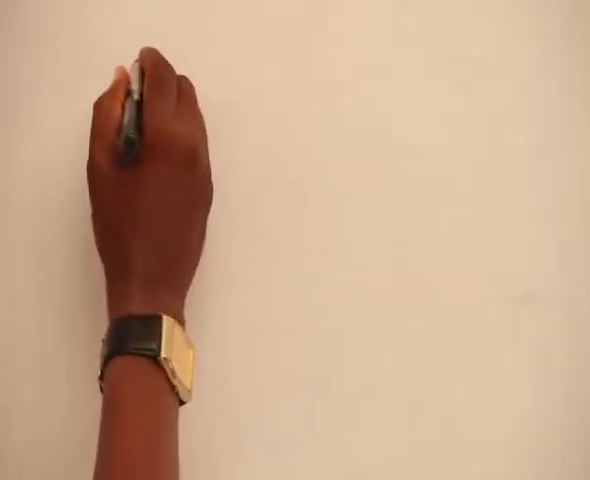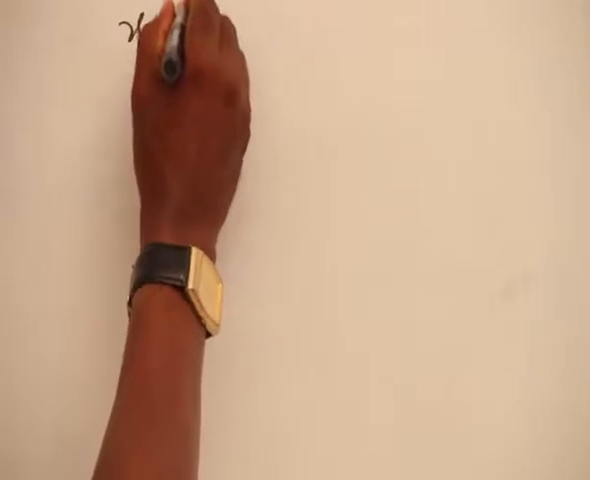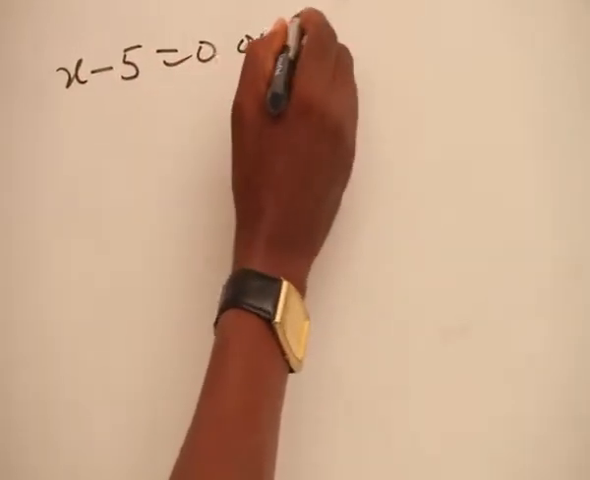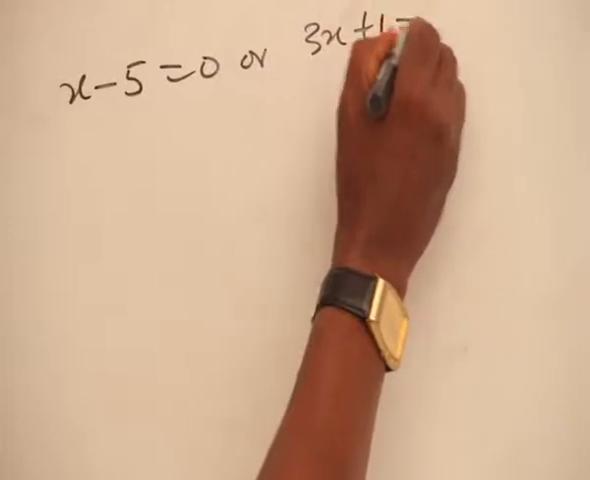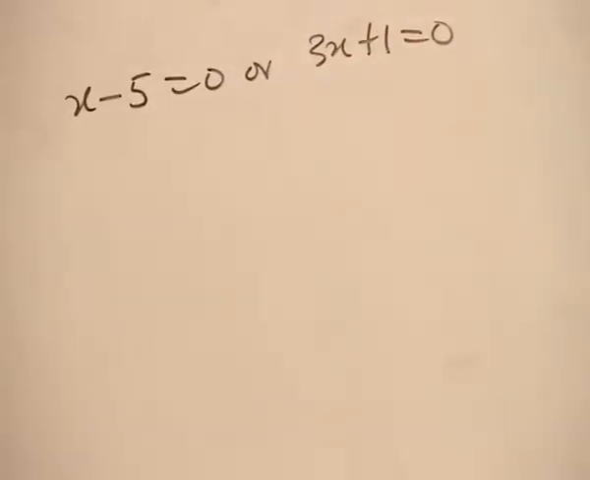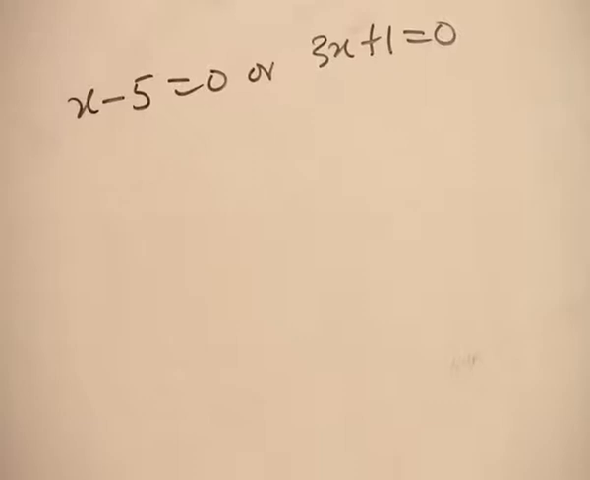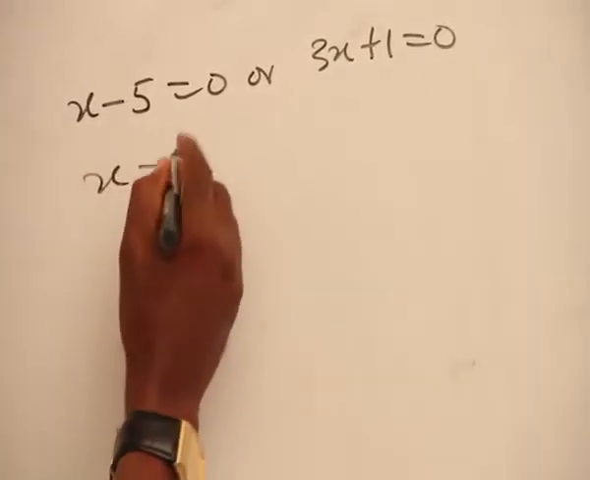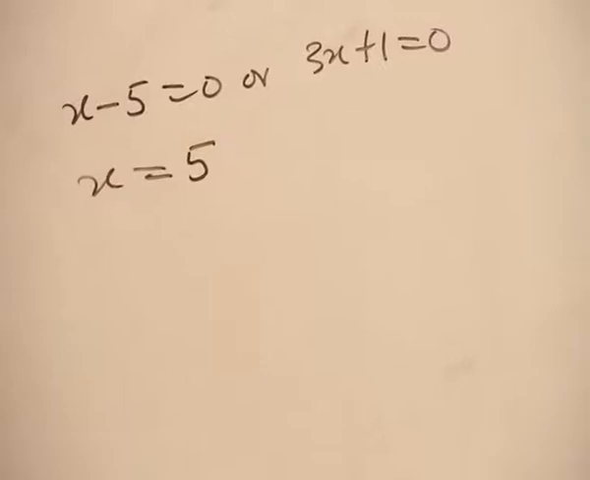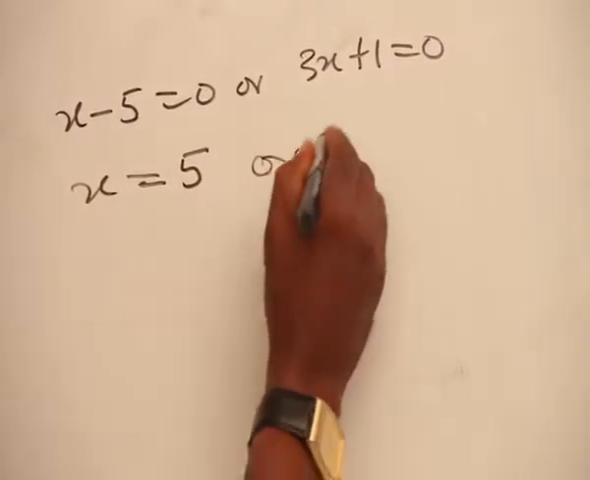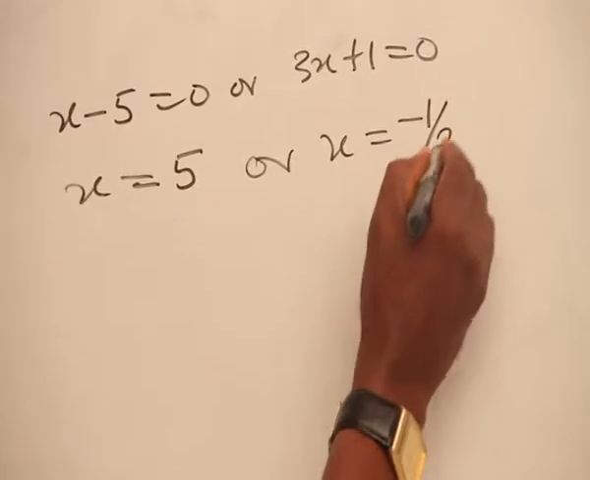Based on what we have been studying, this s minus 5 and 3s plus 1 less than 0 becomes s minus 5 equal to 0 or 3s plus 1 equal to 0. Because we want to find the point where the curve will cut or intersect the s axis. Here our s is equal to 5, and then of course our s is equal to minus 1 all over 3.